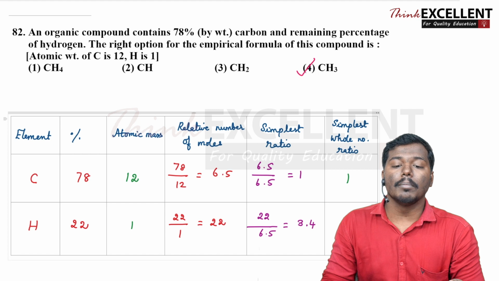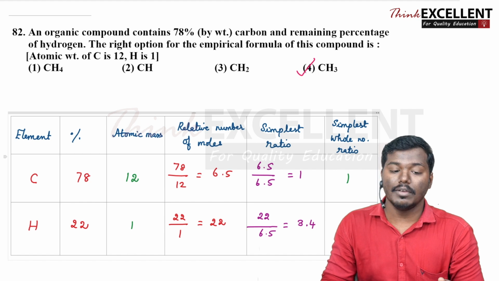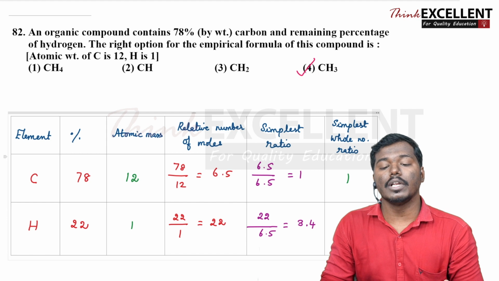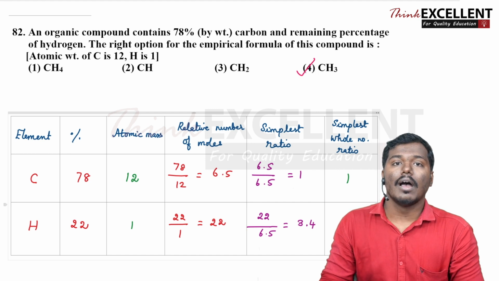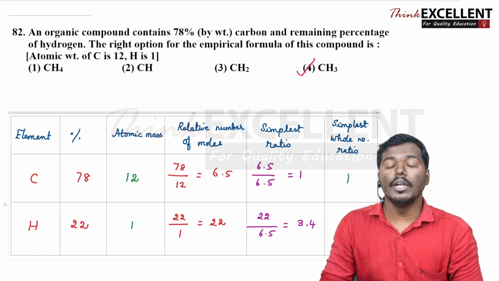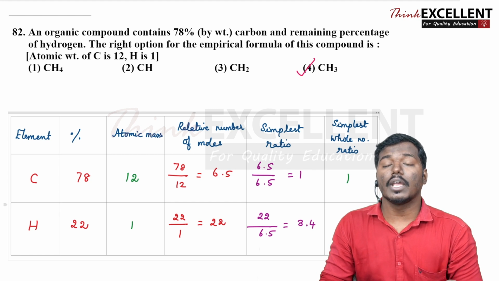So relative number of moles, how to find out? You know that it is percentage by the atomic mass. So carbon ku 6.5 varudhu, hydrogen ku 22. So idhukku simplest ratio edukanum. So idhula simplest number is 6.5. So 6.5 vechi inda rendu numbers divide பண்ணும்போது, you are getting 1 for carbon and 3.4 for hydrogen, but we have to have a whole number. So we are going to round off this 3.4, so the 0.4 is less than 5, so you can round off to 3.